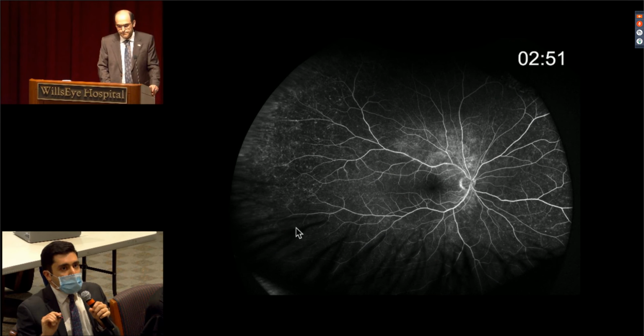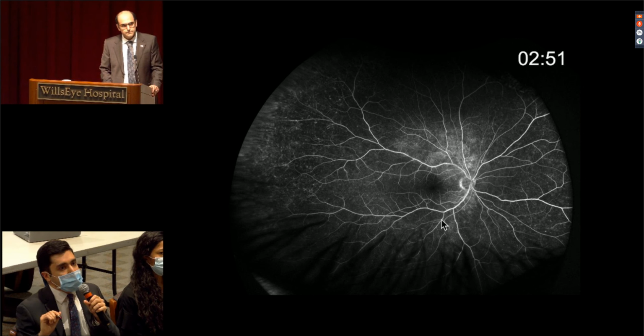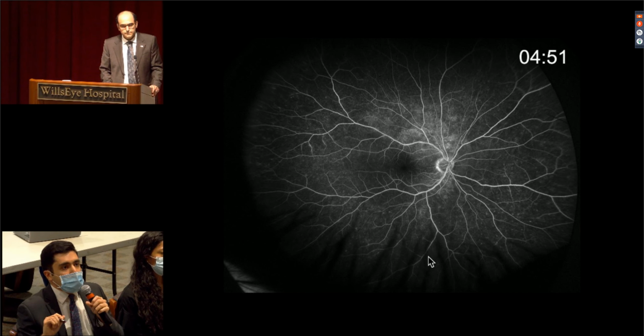And here at 2 minutes 51 seconds, we see it's pretty widespread, actually almost involving the entire fundus. These small specks of hyperfluorescence involving the entirety of the fundus, almost to the extent that we can visualize, and persistent staining of this more intense hyperfluorescence that we can see around the disc here, superiorly and inferiorly. And then once again, just persistent staining.